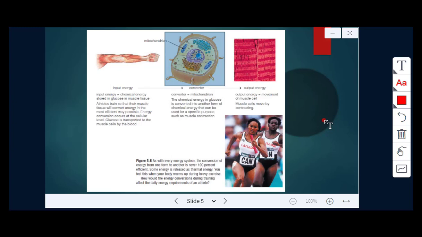Again, just like any other energy system, the conversion of energy from one form to another is never 100% efficient. Some of that energy is going to be released as thermal energy or heat. So for example, looking at these athletes here, the body will warm up during heavy exercise. And again, that could be problematic if it's a really hot day.